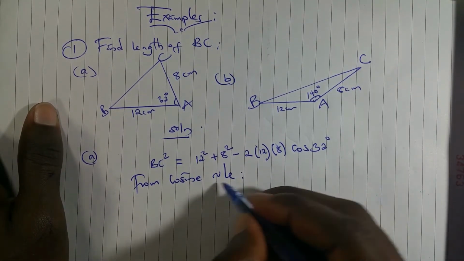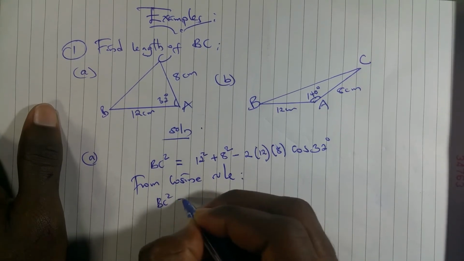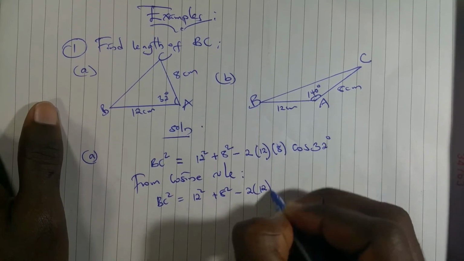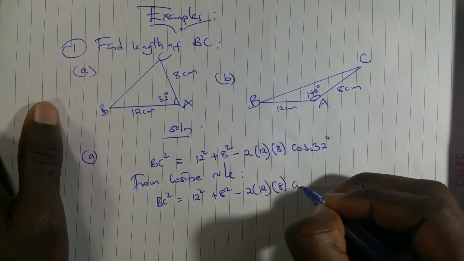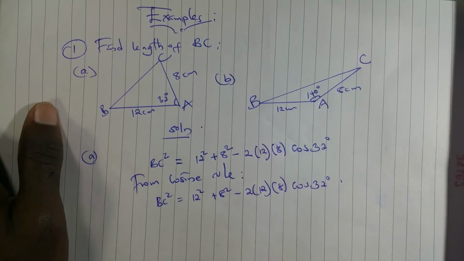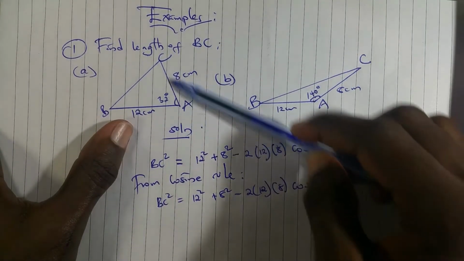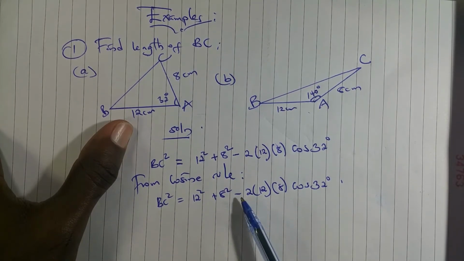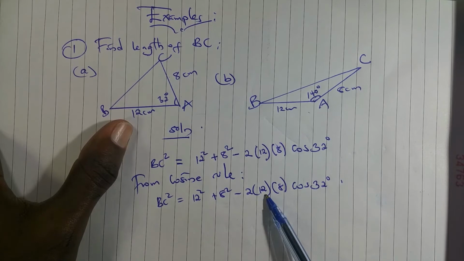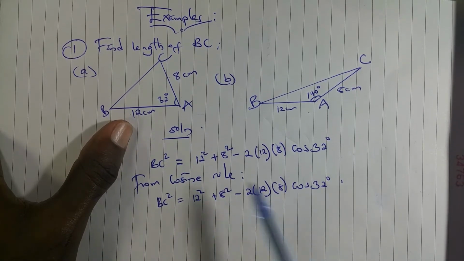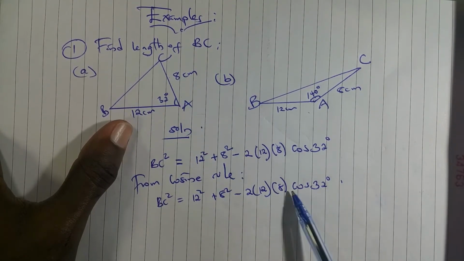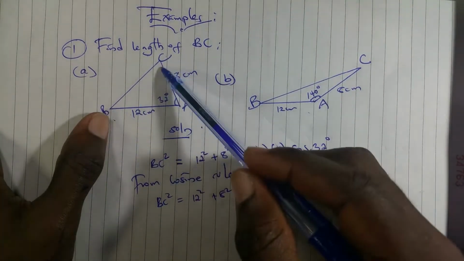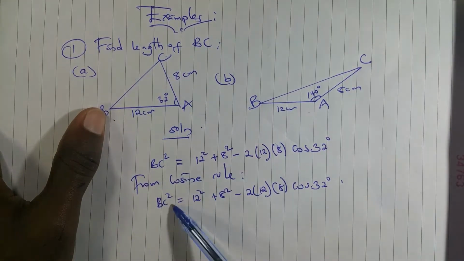Okay, so from the cosine rule we are going to have BC squared equals 12 squared plus 8 squared minus 2 times 12 times 8 cos 32 degrees. I'm still repeating: the sides that are forming the angle are the ones on this side of the equal sign. There are some, and minus twice the product of the values of the sides times cos of the angle they are forming. Then the other one which is not forming any angle is the one on this side.